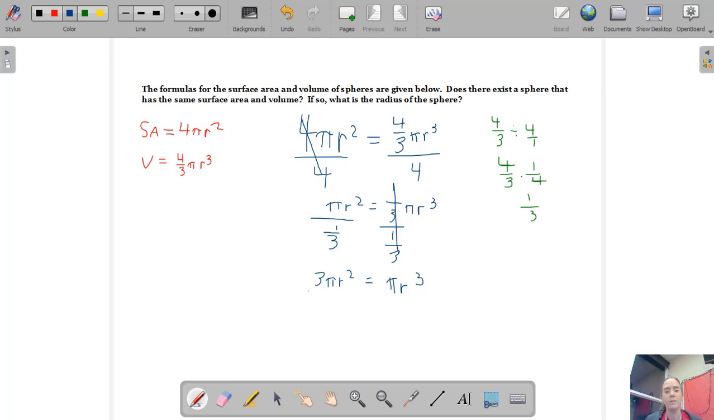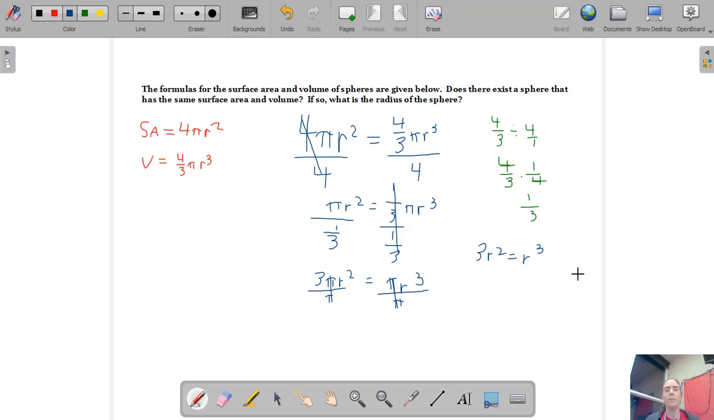Okay, so now I'm going to go ahead and divide by pi on both sides. Remember, pi is just a number. It's 3.14159 and then continues on. So if I divide by pi on both sides, then that's going to be 1 on both sides. So I'm going to move up here. So we're going to have 3r squared equals r cubed.